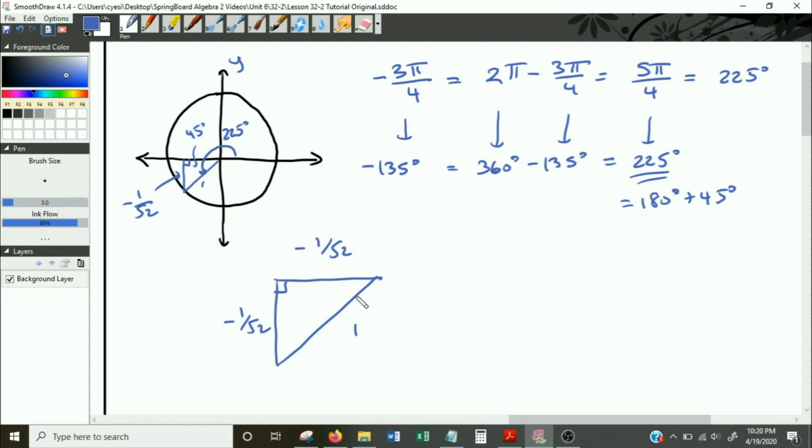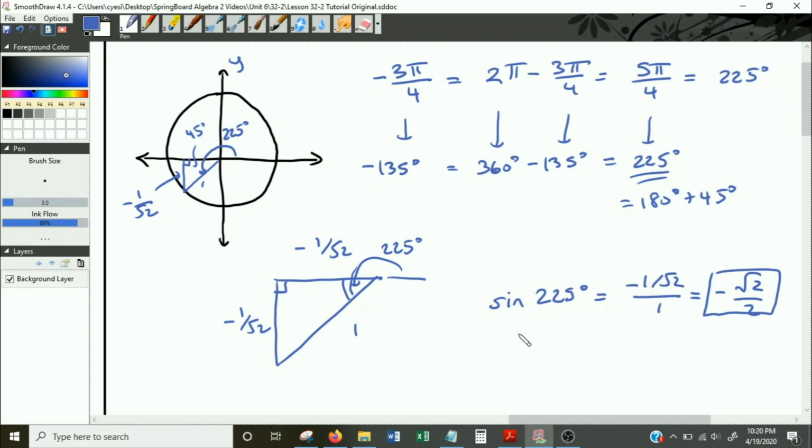So now what we're going to do is find sine of 225. Sine of 225 is equal to opposite over hypotenuse, so it's going to be negative 1 over root 2 over 1, which equals negative root 2 over 2. And cosine of 225 is going to be adjacent over hypotenuse, which is also negative 1 over root 2 over 1, which equals negative root 2 over 2.